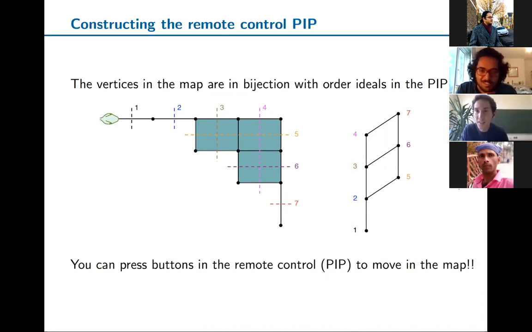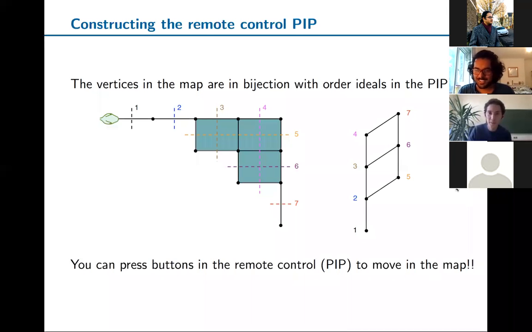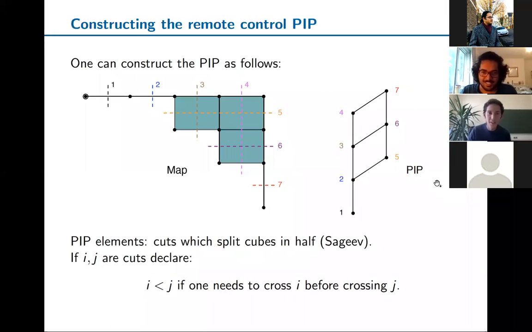Yes? Yeah, Cesar, I will break you here. I'm assuming you're using the notion of Hasse diagrams of posets here, right? Yes. So can you just mention what they are for the audience? Yes. So the PIP will be a partially ordered set. So it consists of some elements, which in this case are the cuts.